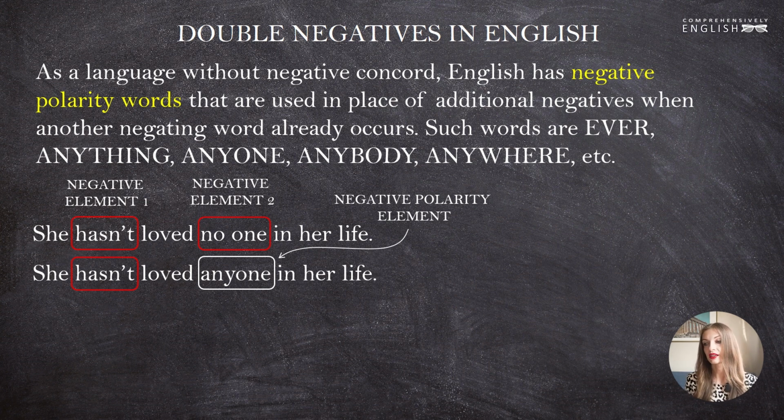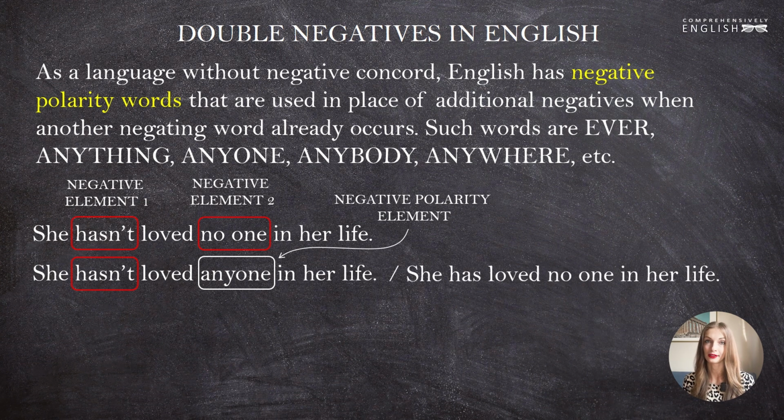We can also say she has loved no one in her life. In this case, the pronoun no one will be the only negative element. The verb here is in its positive form. She has loved no one. The second sentence is emotionally a little bit stronger than the first one.